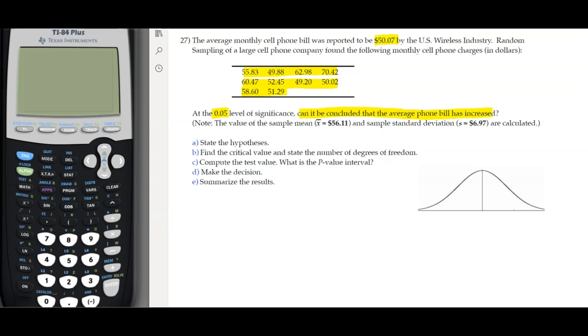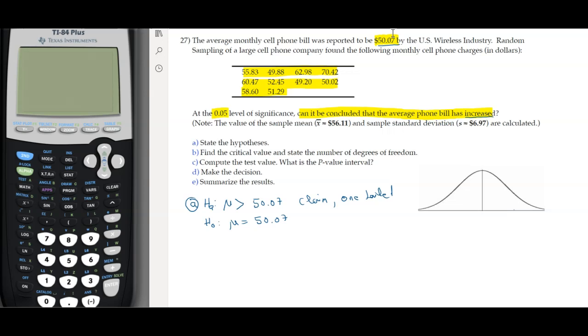And let's start with the first statement, A. So the phone bill has increased. It means the mean is greater than the average, which is 50.07, what's supposed to be, right? Now this is a strict inequality because "has increased" means greater than, there is no equal sign, and this will be the alternative hypothesis and the claim as well, one-tailed. And the H0 will then be the mean equals 50.07.